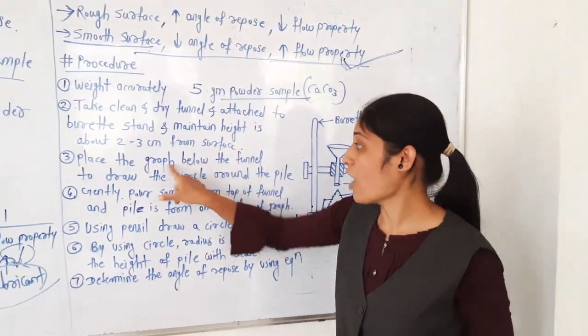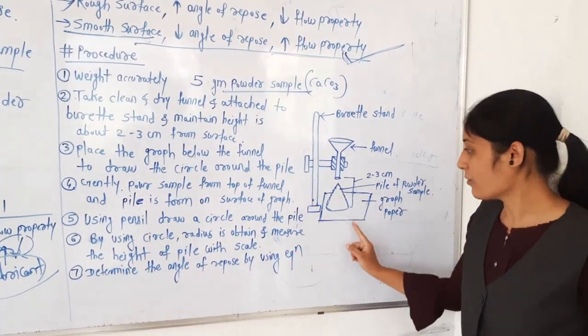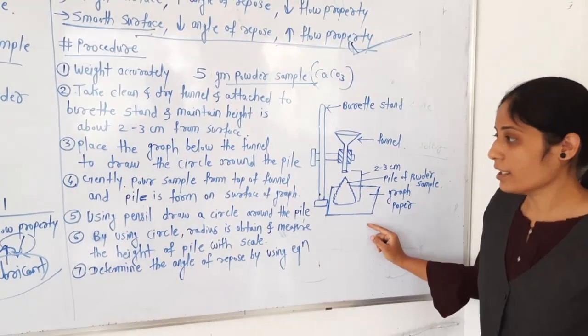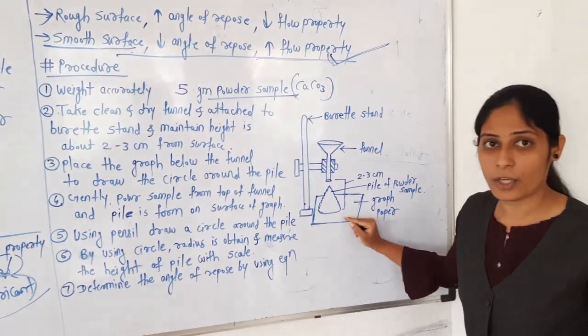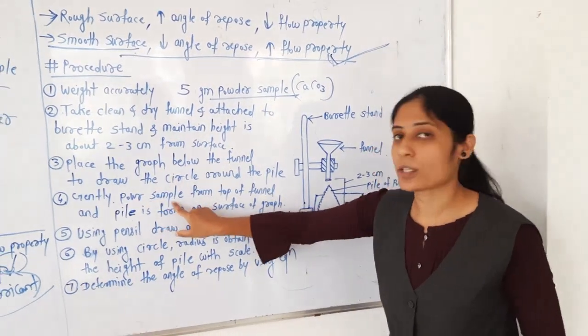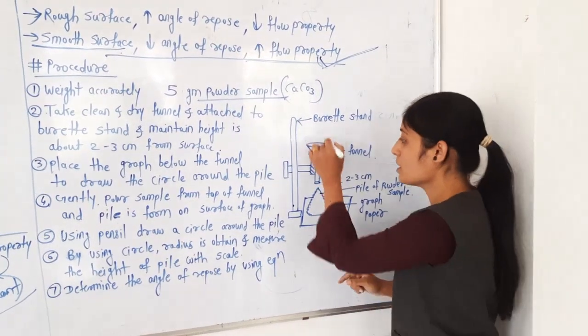place the graph paper below the funnel. Here this is the graph paper. We have to place the graph paper below this funnel. Then draw the circle around the graph paper we have placed. Then gently pour the sample. Sample means calcium carbonate powder sample, we pass it through this funnel.